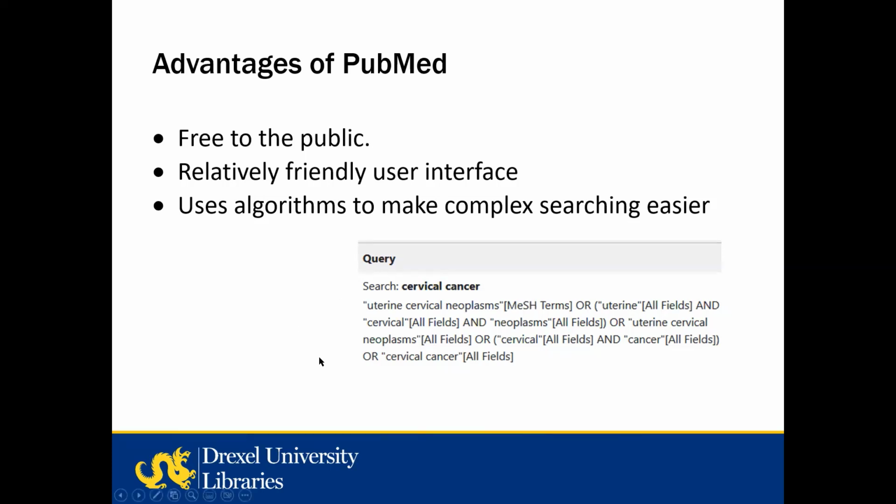So here's a little example here on this slide. If I just search for a keyword or phrase like cervical cancer, it'll search for cervical cancer, but it'll also automatically search for any subject heading associated with it. It'll search for the phrase cervical cancer, and it'll search for those terms across different fields within the record. So it really helps you to do a relatively complex search, even if you're a novice. So those are some of the advantages of using PubMed.